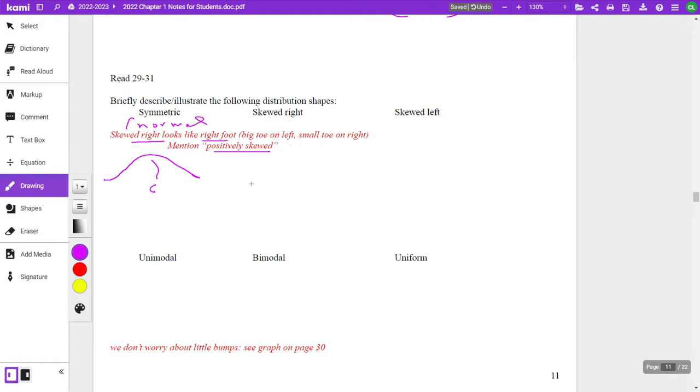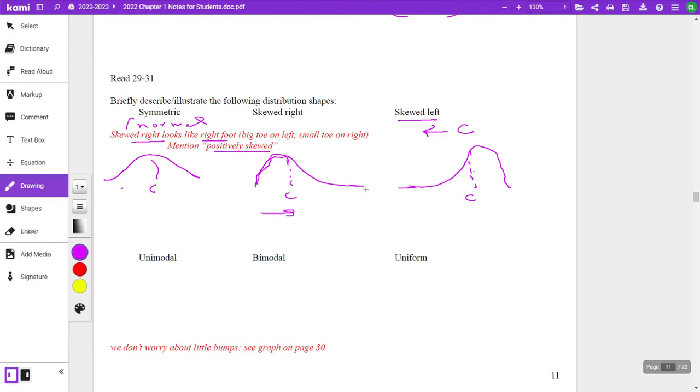So here's the right one. You go up quickly and then you come down slowly, and it's off to the side. That's a horrible drawing. And skewed left would look like your left foot. It goes up and comes down like that. If you notice, these two sides are going to be equal, all the data points are going to be set here, and then the center is not going to be right in the middle. It's going to be skewed a little bit off to the left. So skewed left means the center was moved left. Skewed right means the center was moved right.